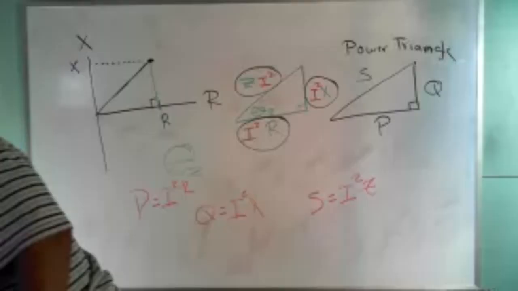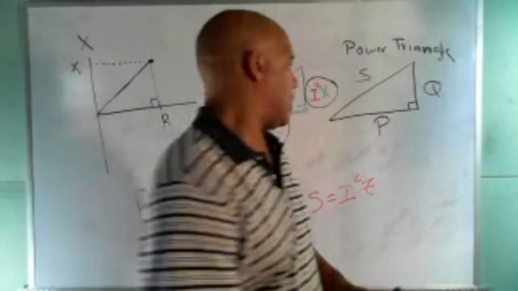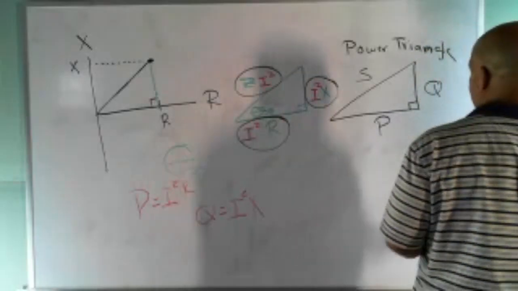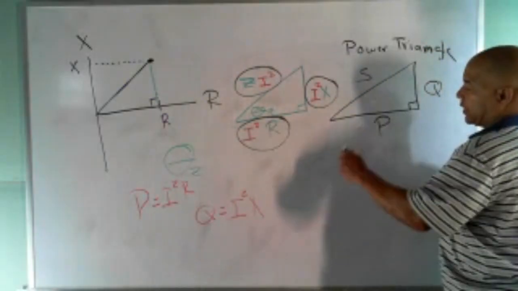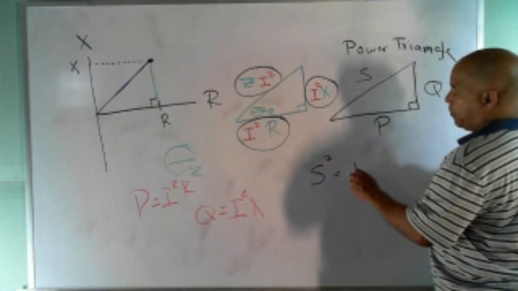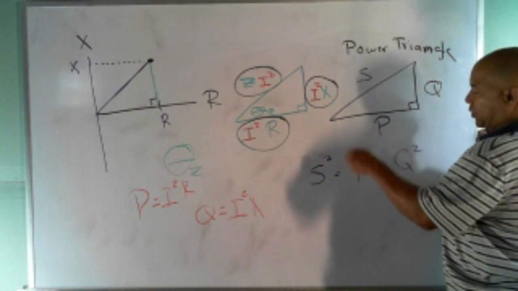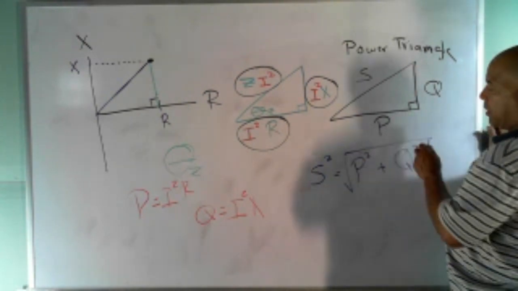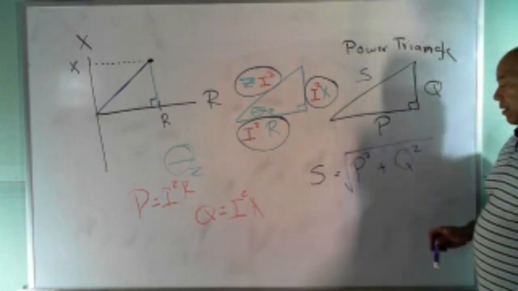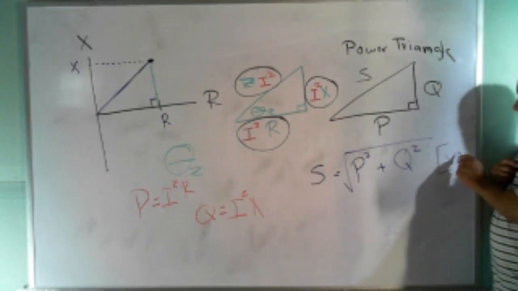Well, you know that anytime I have a right triangle, now I can use the Pythagorean theorem. So if I write out the formulas for this, S squared would equal P squared plus Q squared. If I take the square root of both sides, I get the formula for apparent power. And remember, the unit for this is the VA.